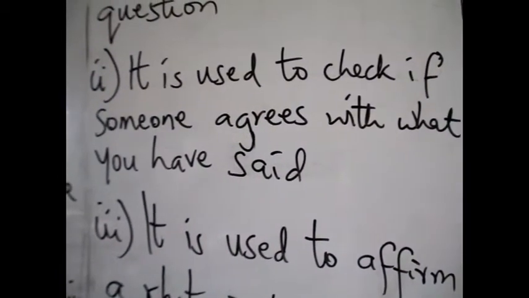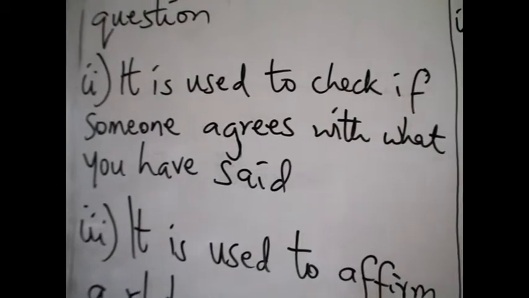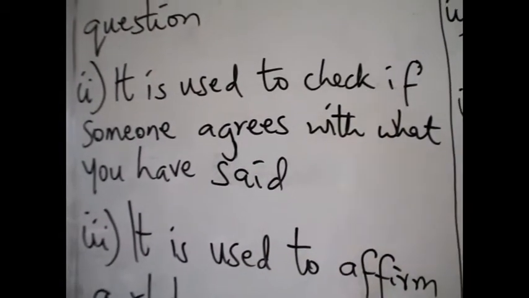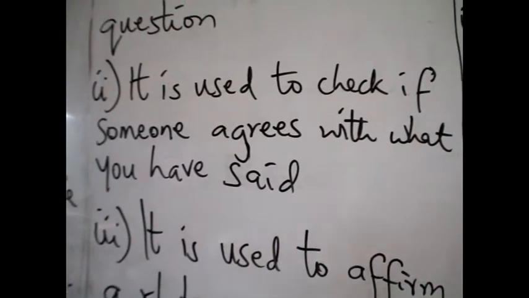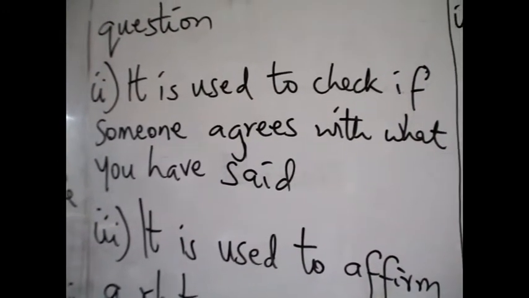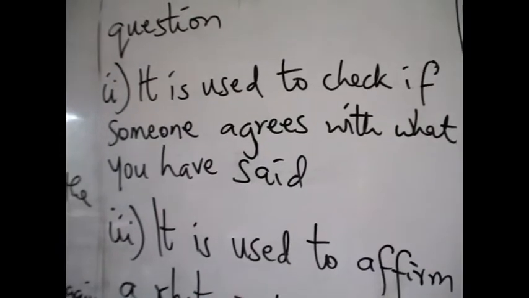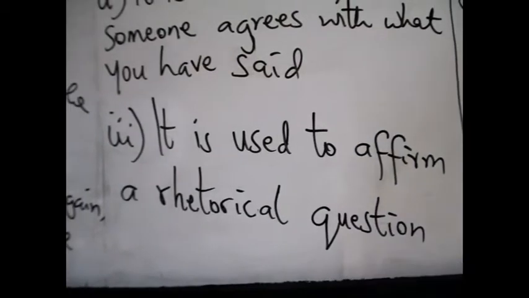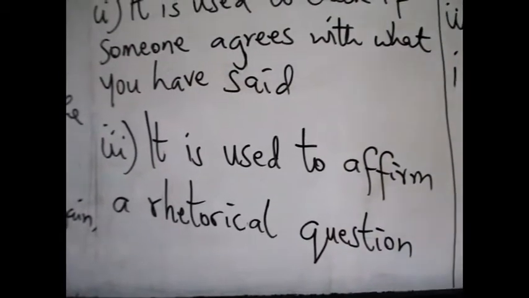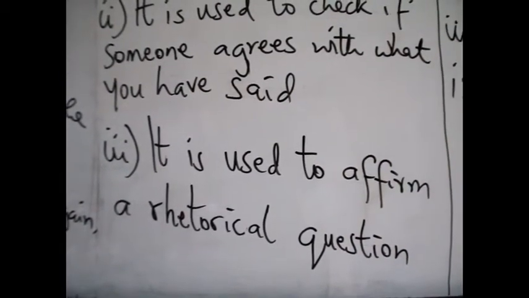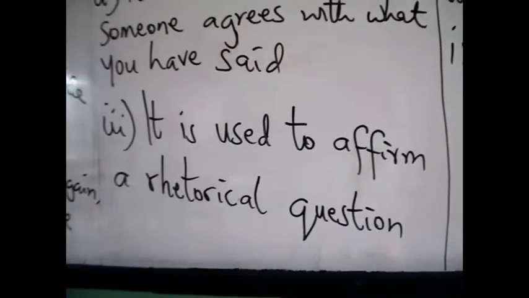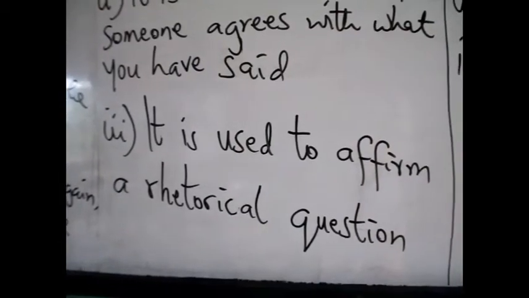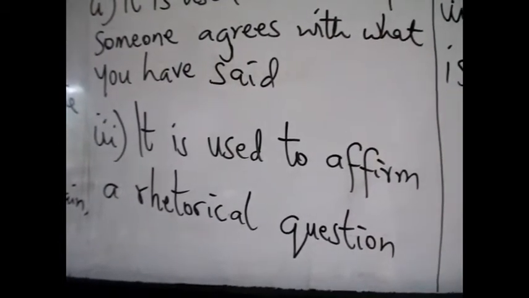I ask you a question. Did you eat today? Okay, I say, you ate today, didn't you? Now, there are two thoughts in your head, either to answer yes or to answer no. So it is used to check if someone agrees with what you have said. Third, it is used to affirm a rhetorical question. A rhetorical question here is that kind of question that doesn't require a response from some other person. If I ask a question, ordinarily it is expected that I will answer the question.